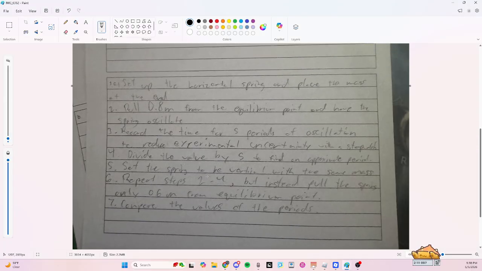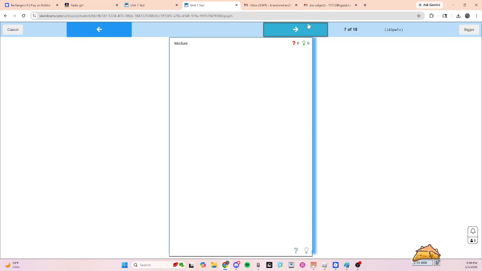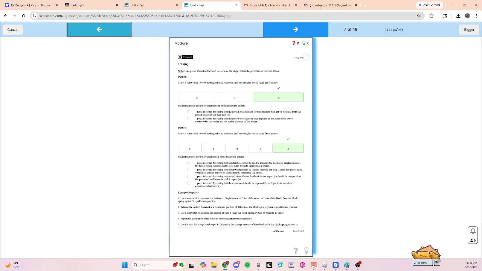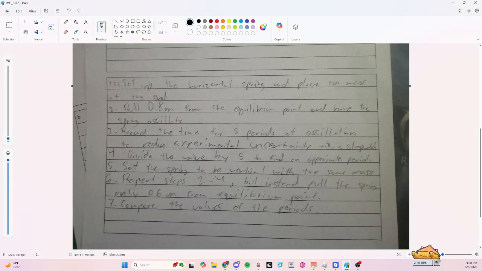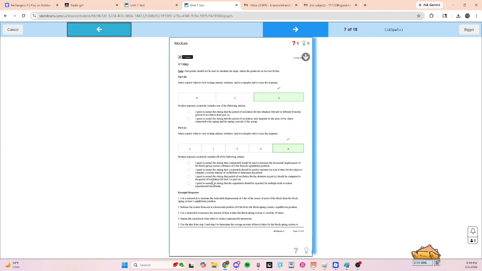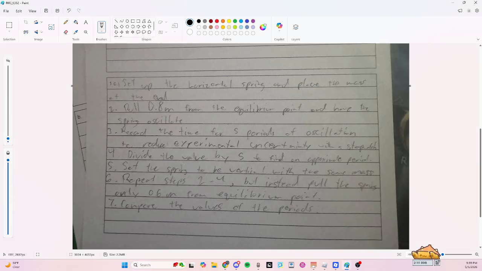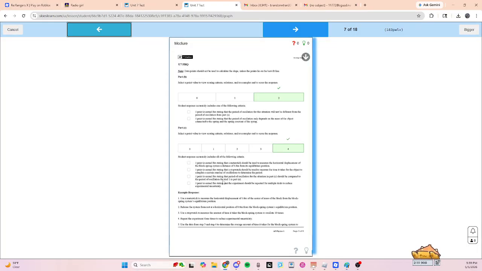So here, I didn't include a diagram. I wrote: set up the horizontal spring. Let's see, what point is there for saying that? Okay, I did get that point, the very last point, to reduce uncertainty by doing it multiple times.